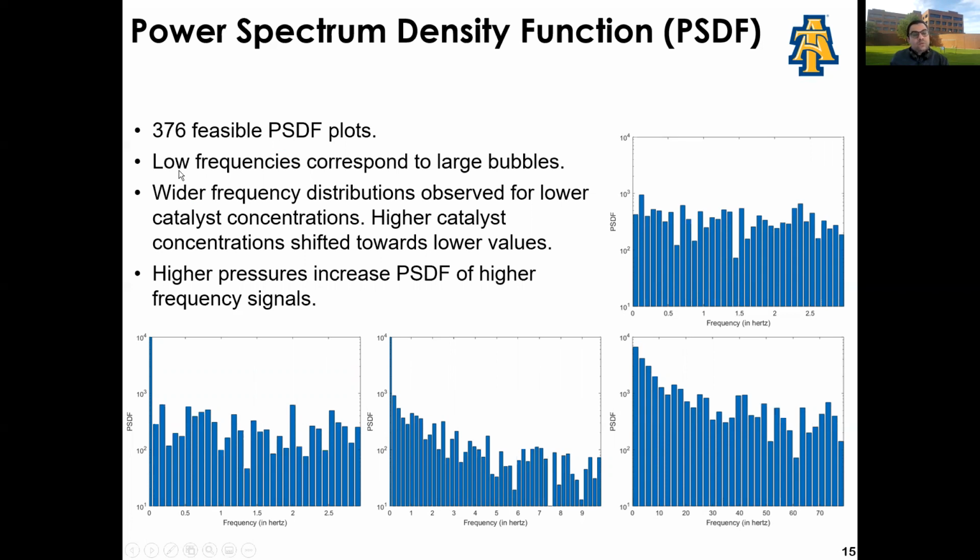We already know a few things based on previous work, and we confirmed these facts: lower frequencies correspond to larger bubbles. A wider frequency distribution is usually observed for lower catalyst concentration, whereas higher catalyst concentrations shift the frequencies towards the left, or towards lower values, and higher pressures increase the PSDF plots of higher frequency signals. So high pressures tend to shift the plot to the right. We verified this from our plots, so it matches what little has been done before. It gave us some confidence.